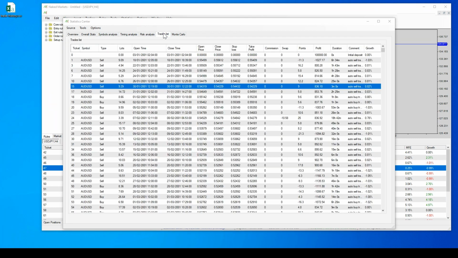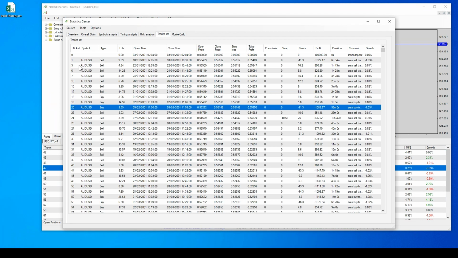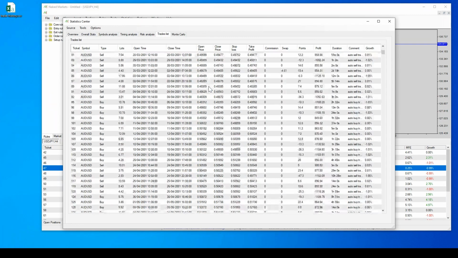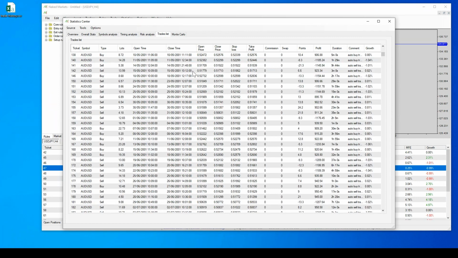The Trades List tab displays every trade of the statement, with all their properties, like the ticket number, the type, the open time, the open price, the growth, and so on. The ticket number can be used to identify a specific trade, noticed on the previous panes.